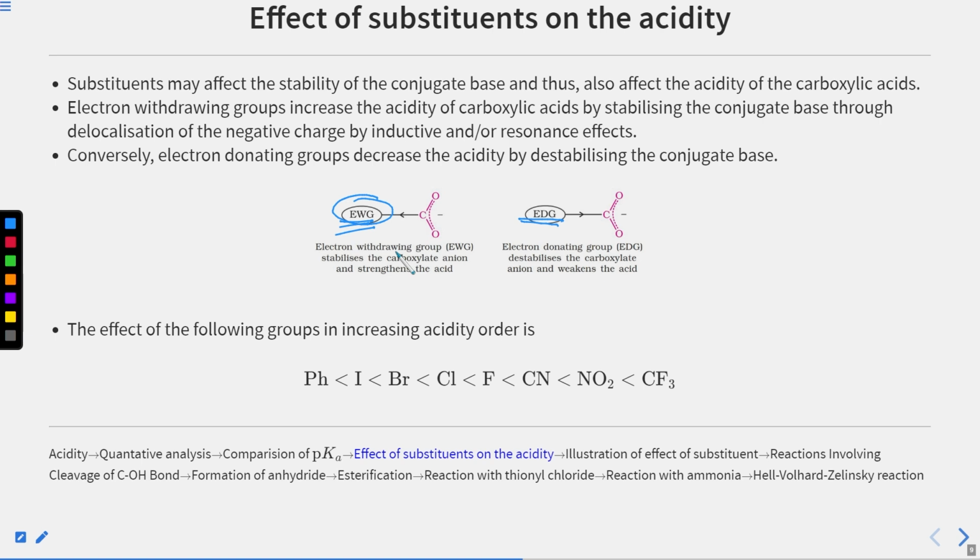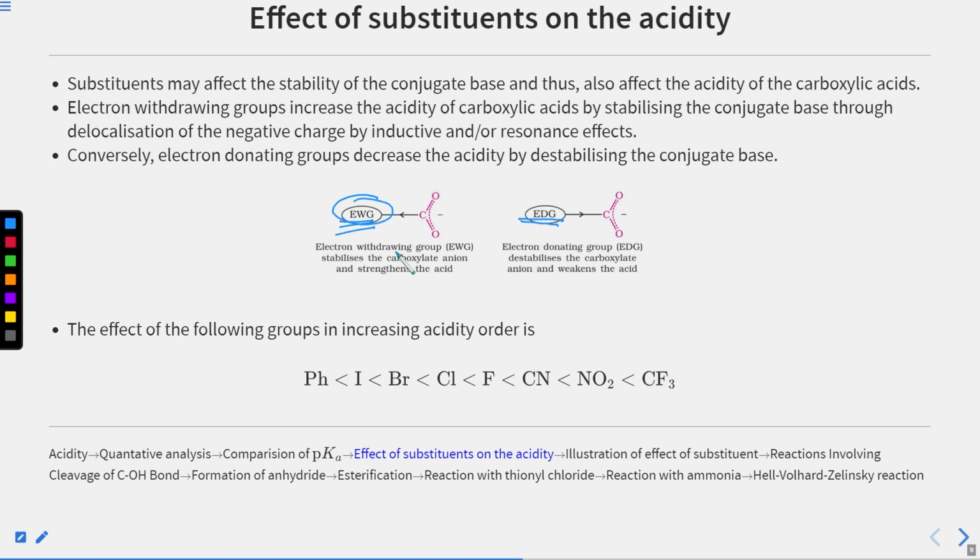So if we have something that has a negative charge on it, and we attach an electron donating group that is donating electrons to it, that would destabilize the ion or intermediate. Okay, clear? So what do we do? We attach an electron withdrawing group to stabilize this carboxylate ion.